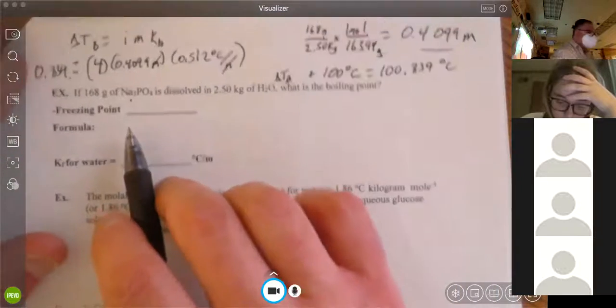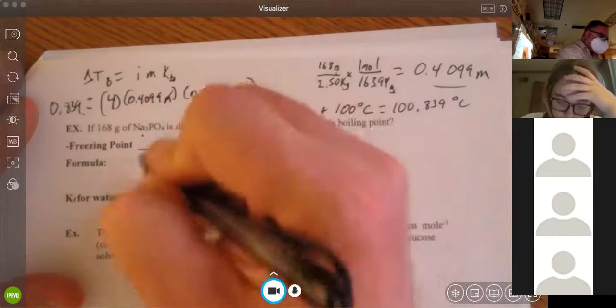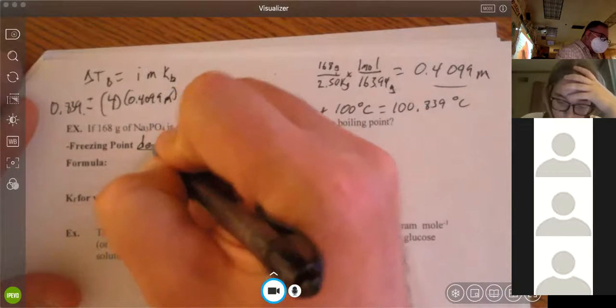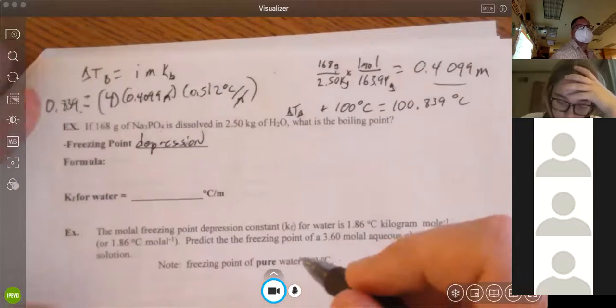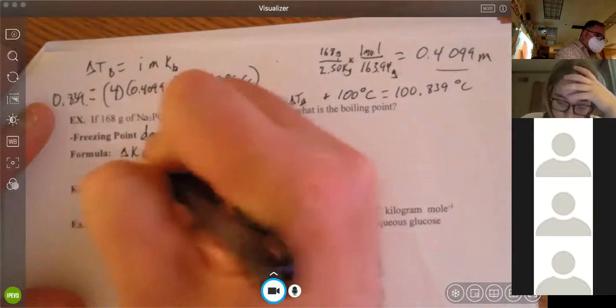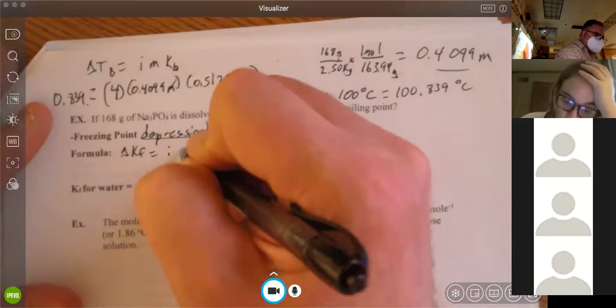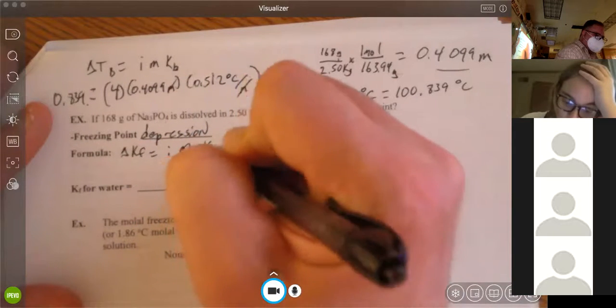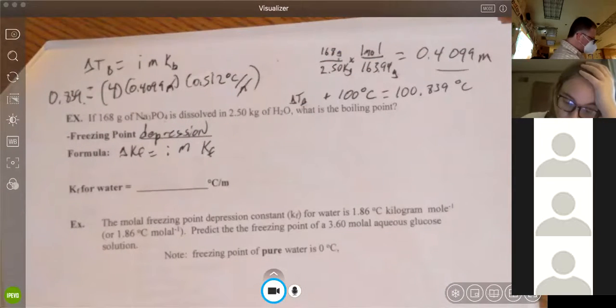Let's talk about freezing point. It's the same thing, except freezing point goes down. So we call this freezing point depression. The formula for this is exactly the same. The K of F, if I remember correctly, it's 1.86. Yep, 1.86.